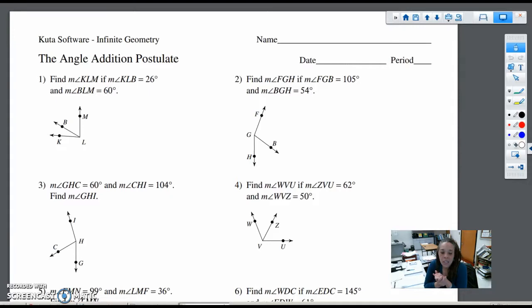So if you are in my class, this has to get done. This is a tutorial that will help you get through this sheet. If you are just watching online, hopefully this is going to help you with some skills that you're looking for to help yourself throughout geometry.